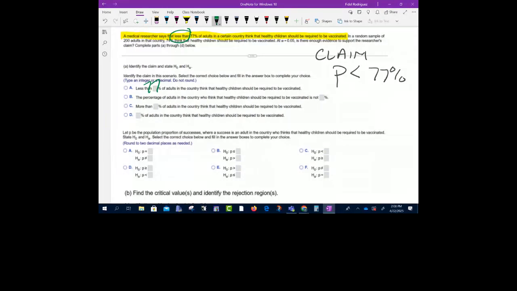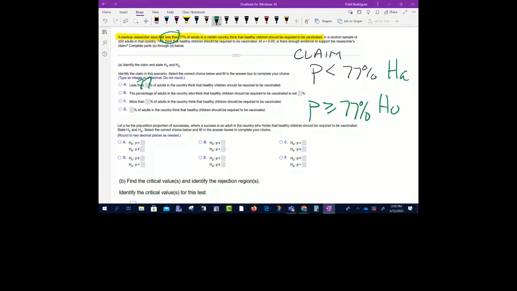Okay, now, second thing, y'all, I want you to notice when I wrote out my claim over here on the right side of my screen, would that be my alternate? Would that be my Ha, or would that be my Ho? Anybody know? That's the Ha, right? So look, y'all, if we wanted to find the Ho, then we would say p has to be the opposite, bigger than or equal to 77%, okay?